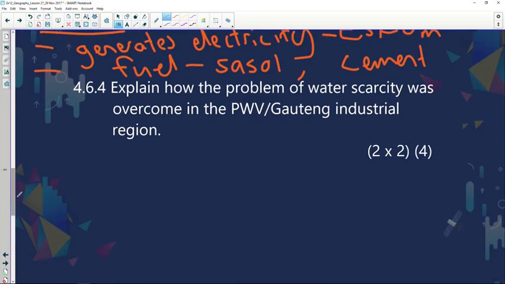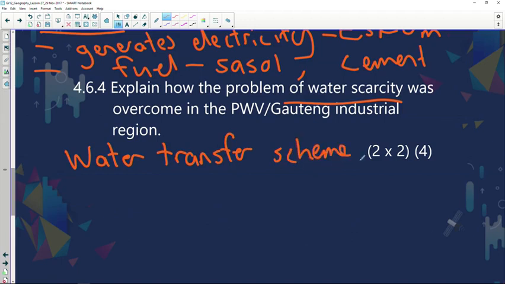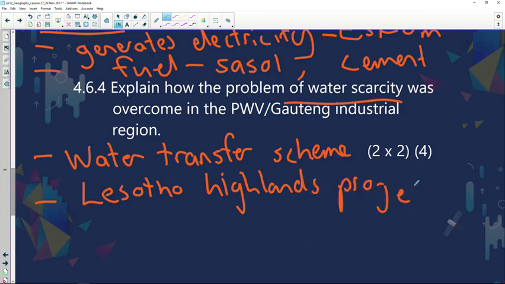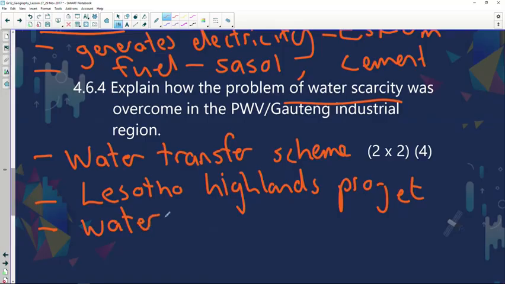Now, if you look at question 4.6.4, explain how the problem of water scarcity was overcome in the PWV Gauteng region. Now, we did a water transfer scheme. So what we've done is transfer the water from one area to another area. And I've explained to you earlier in the program, the Lesotho Highlands project. So before this, we had water restrictions. You were not allowed to water your garden, let's say, between 7 o'clock in the morning and 7 o'clock at night. You were not allowed to fill up your swimming pool. So water restrictions was a necessity before we had this water schemes running.